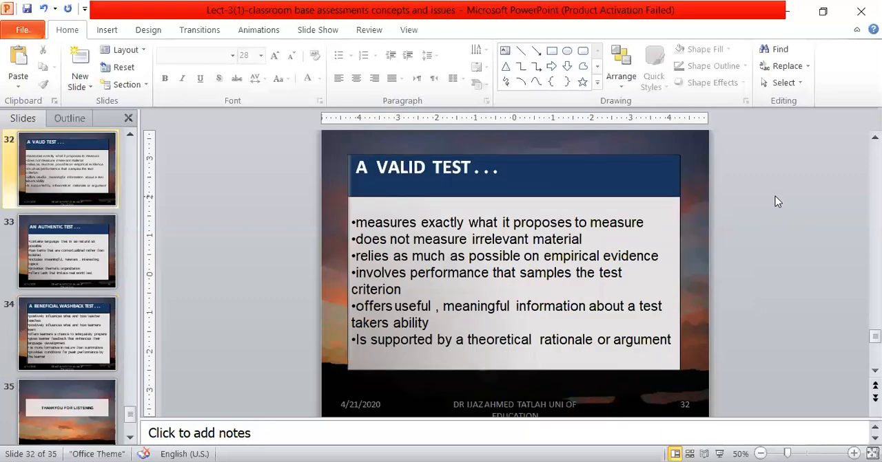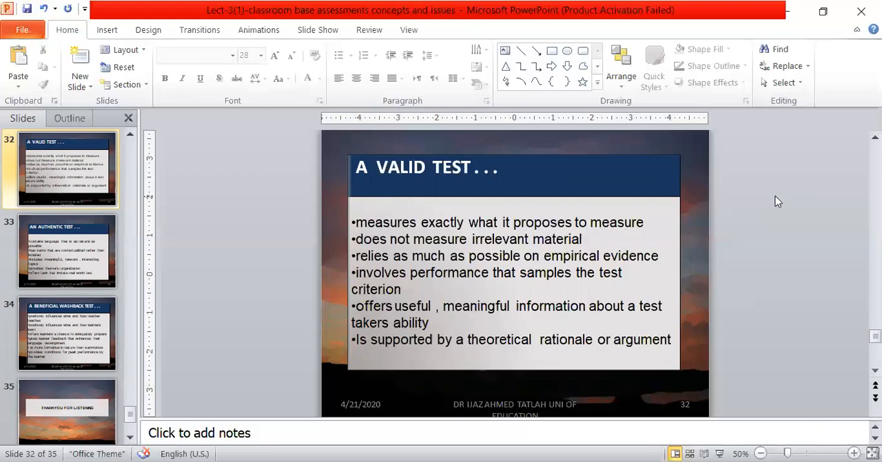Valid test. Actually, a test is valid only if it measures exactly the thing for which purpose it was meant to be measured. If the test is framed to measure a certain purpose, it should measure that exactly. It does not measure any irrelevant material.